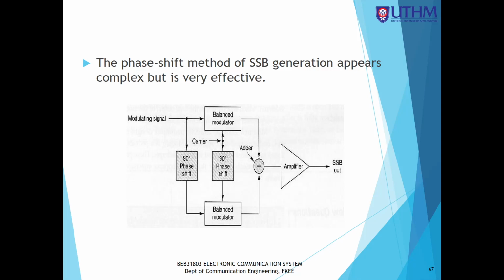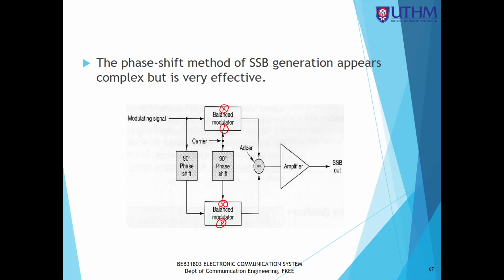You see that here we have two balanced modulators, 1 and 2. Please make sure you understand this. Then we have two phase shifters over here, an adder over here, and an amplifier over here. Remember, the balanced modulator does the process of multiplication.